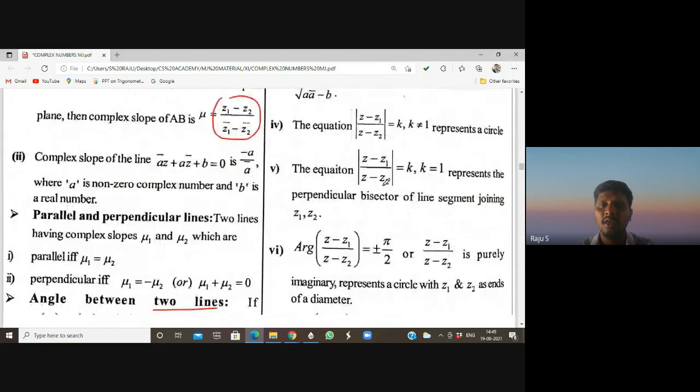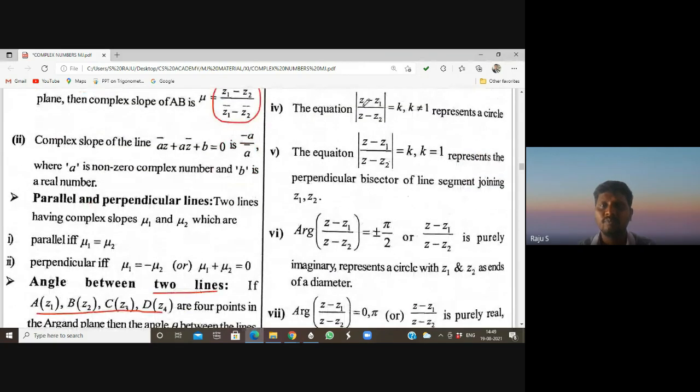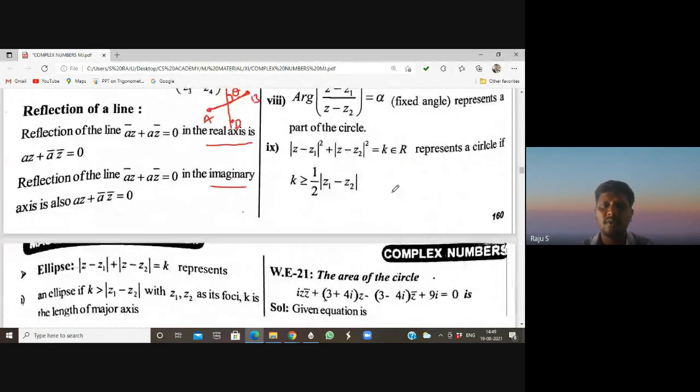Okay, students, see here. The equation modulus of (z minus z1) by (z minus z2) equal to k represents a circle, and another represents a perpendicular. Like that, a few points are there. You can go through that. Right, students?